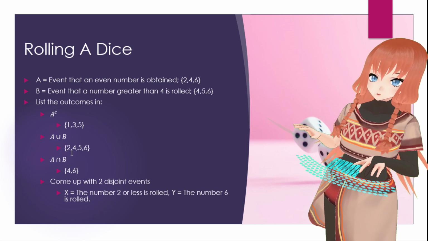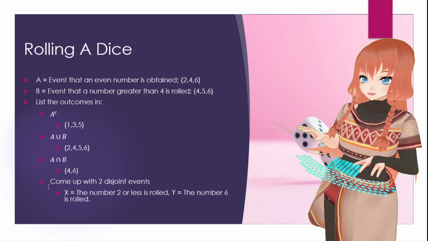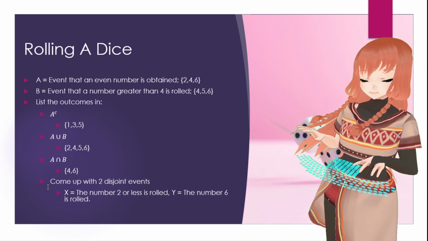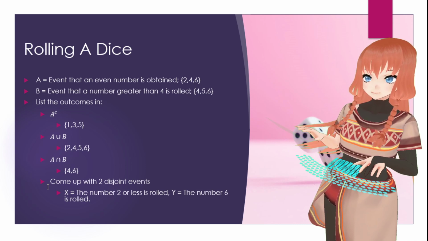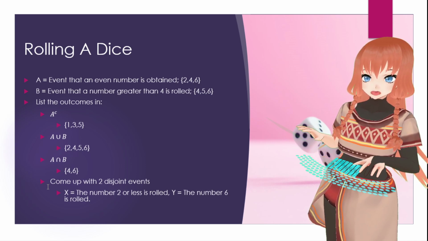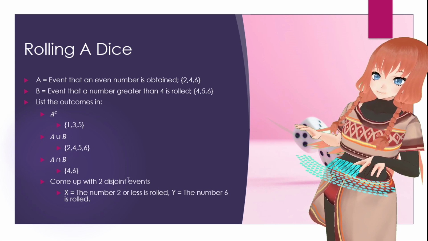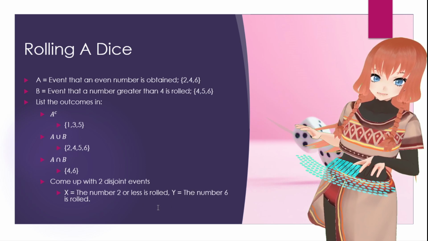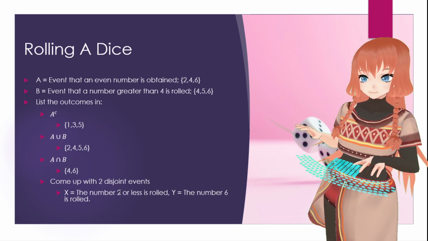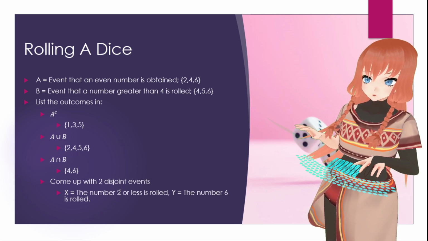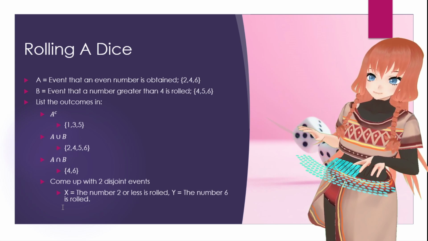Lastly, let's come up with two disjoint events of our own. Here's a nice example. X is the number 2 or less is rolled, and Y is that the number 6 is rolled. These two events are disjoint because it's impossible to get X and Y at the same time. If you roll a 6, it's impossible to get a number less than 2. If you roll a number less than 2, it's impossible to roll 6. Pretty easy. You can come up with your own examples too.